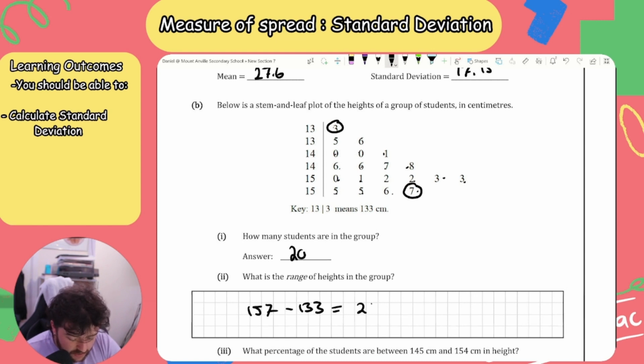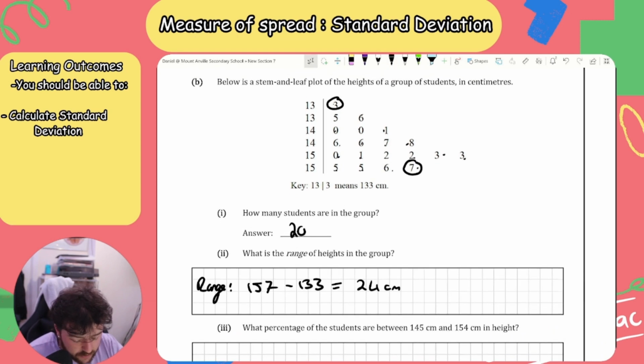That is going to equal 24 centimeters. That's my range. What percentage of students are between 145 and 154 centimeters?